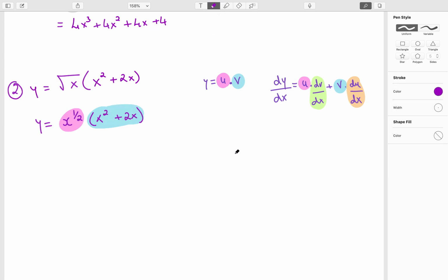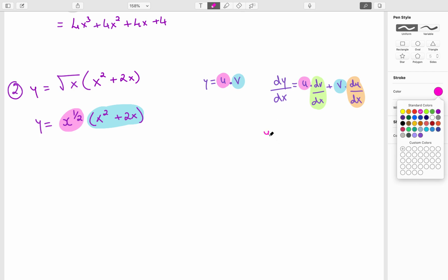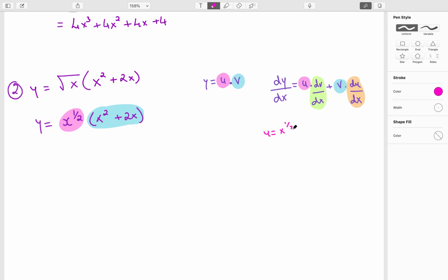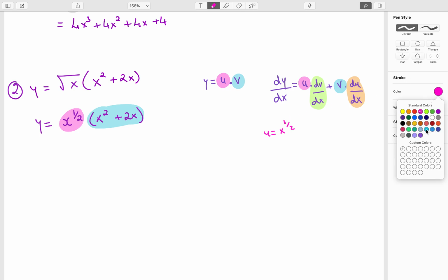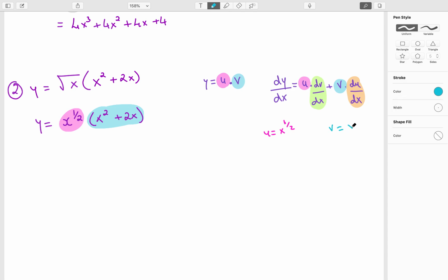And if I sort that out, then I'm going to have over here u equals, so let me color coordinate that again. So we've got u in pink. U is equal to x to the power of a half. The other one we have is in blue, which is v. V is equal to x squared plus 2x.